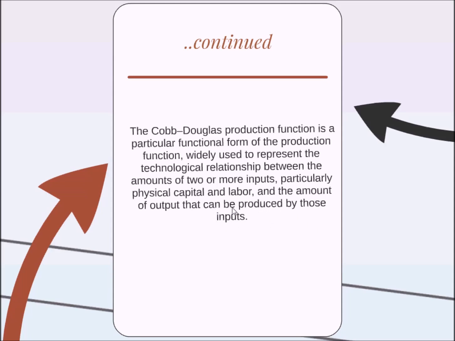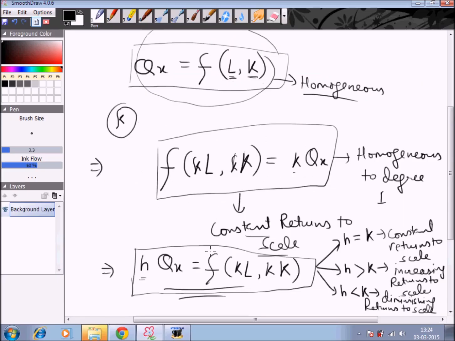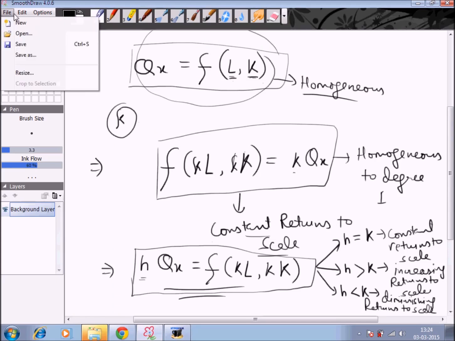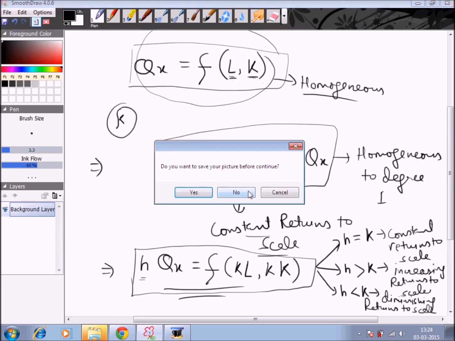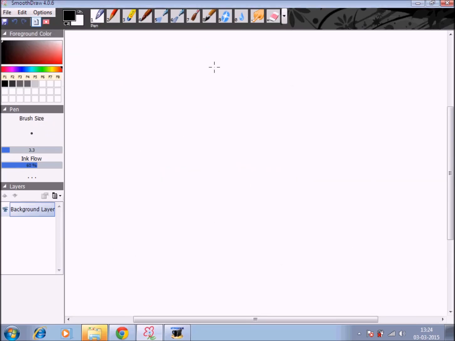Now let's see how we formulate this Cobb-Douglas production function. We are going to use the most standard Cobb-Douglas production function for a single good with two factors of production. The function is Y, which is our total product, equals A K to the power alpha and L to the power beta. This is the Cobb-Douglas production function.